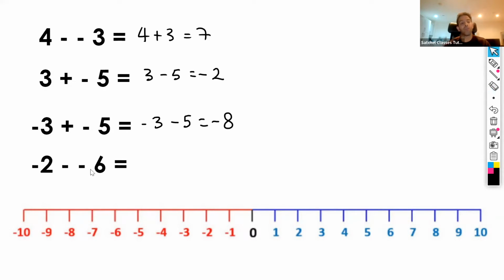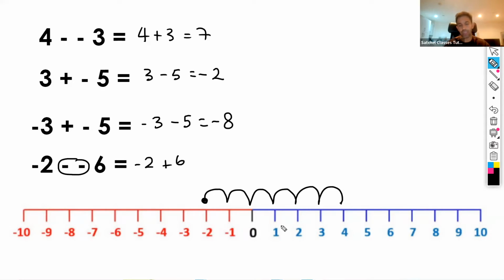And the last example, -2 minus -6. Now again, going back to what we learned, if we have two negatives next to each other, that becomes a positive. So we're going to have -2 plus 6 this time. So we're starting at -2 and we're adding 6. So we're going to go 1, 2, 3, 4, 5, 6 to the right. And we end up at +4. So our answer is simply 4. You can write +4, but if you don't put a positive sign, that's absolutely fine. It's still saying that your value is positive.